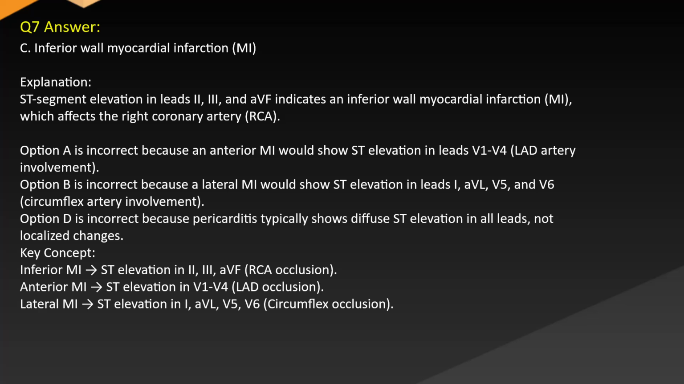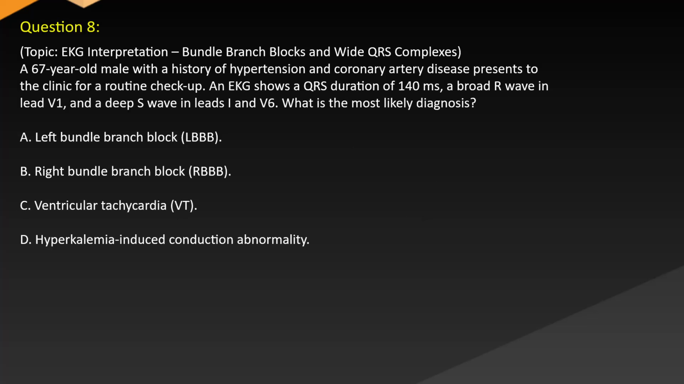Option B is incorrect because a lateral MI would show elevation in leads I, aVL, V5, and V6, circumflex artery involvement. Option D is incorrect because pericarditis typically shows diffuse elevation in all leads, not localized changes. Key concept: inferior elevation in II, III, aVF means RCA occlusion, anterior elevation in V1 through V4 means LAD occlusion, lateral elevation in I, aVL, V5, V6 means circumflex occlusion.